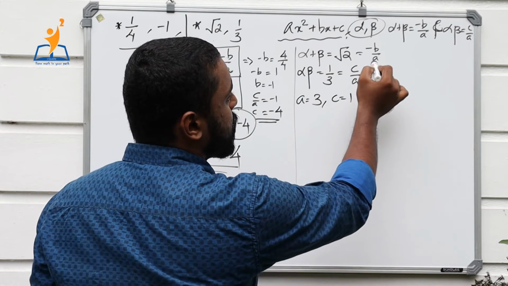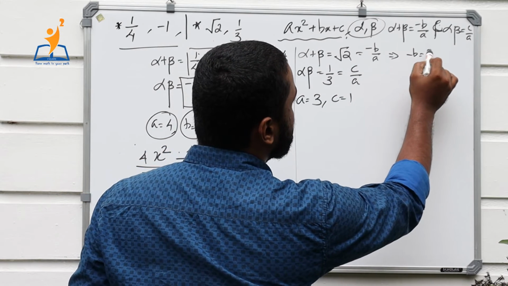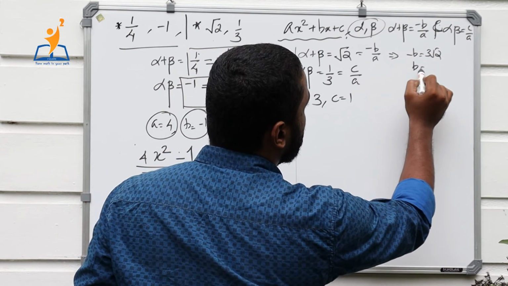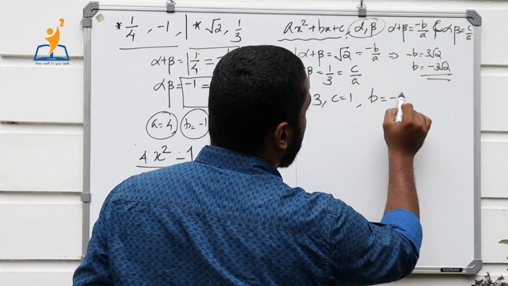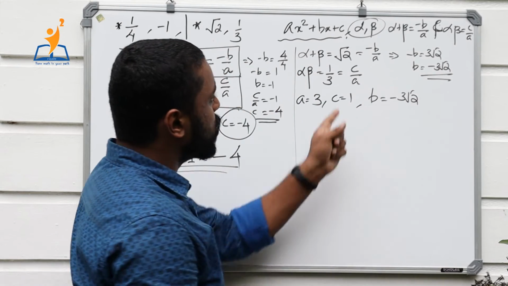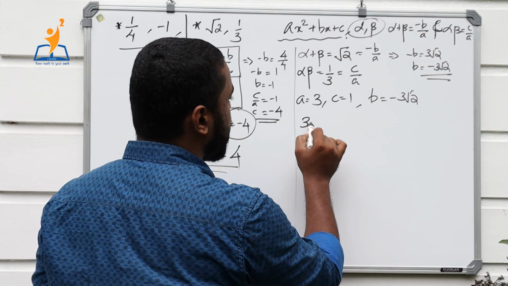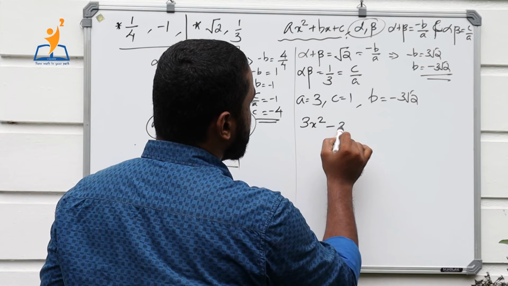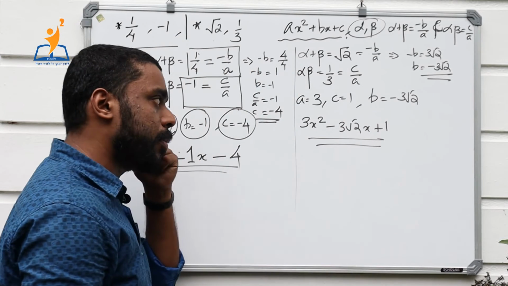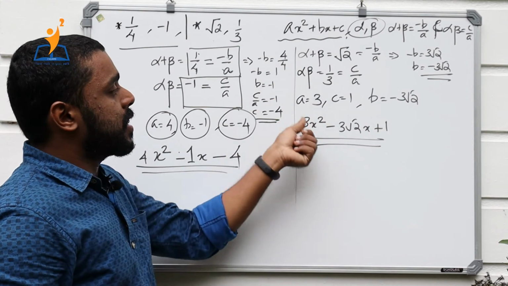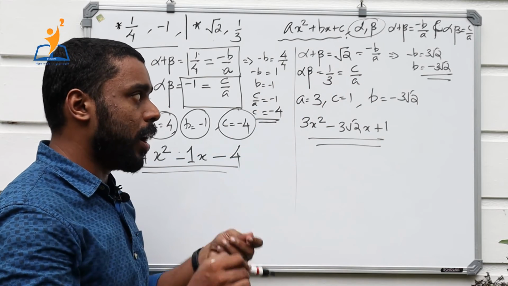Since a is equal to 3, minus b will be 3 root 2. Therefore, b will be minus 3 root 2, right? So we get b is equal to minus 3 root 2. Substituting the values for a, b and c, we get 3x square minus 3 root 2 x plus 1. So this will be a quadratic polynomial with the sum of the zeros equal to root 2 and the product of the zeros equal to 1 by 3.